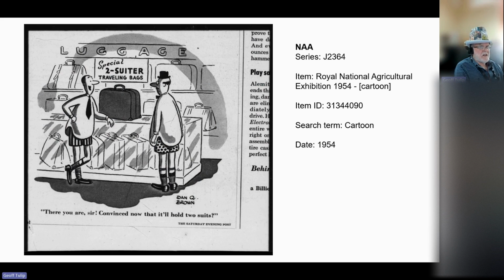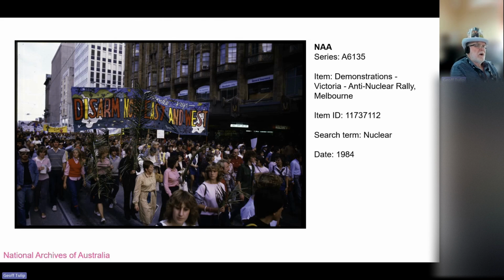Cartoon. Here's another card. The caption reads, "There you are, sir. Convinced now that it'll hold 2 suits?" Of course it can hold 2 suits. A nuclear atomic blast during the Operation Buffalo nuclear tests at Maralinga in South Australia in 1956. And another nuclear one, demonstrations in Victoria, anti-nuclear rally in Melbourne in 1984.